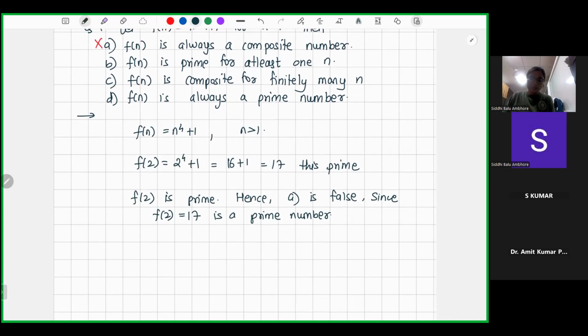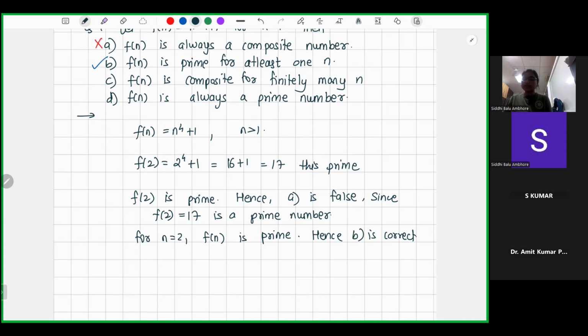A is not correct. Now they are asking whether f of n is prime for at least one n. So yes, for n equal to 2, f of n is prime. Hence, B is correct. I hope there are no doubts in this. We just wanted to check whether it is always composite, and we got one n for which it is a prime number. So we can declare that A is false, because we got at least one n for which f of n is a prime number. And for B, well, yes, for n equal to 2 itself, f of n is a prime number.